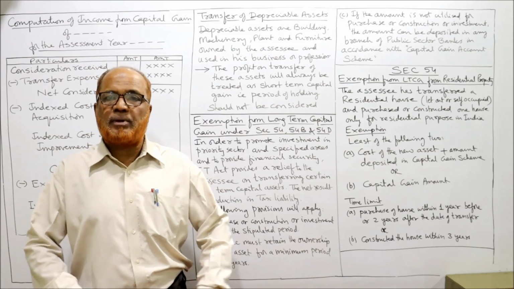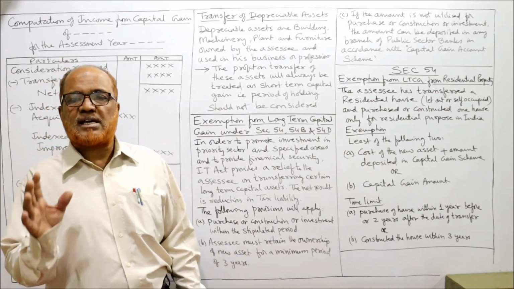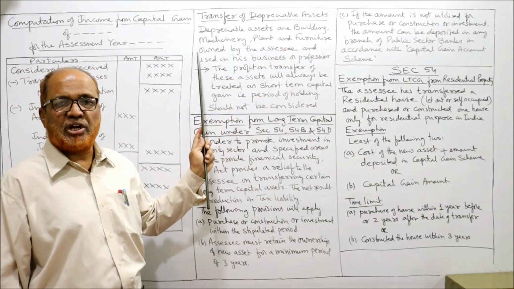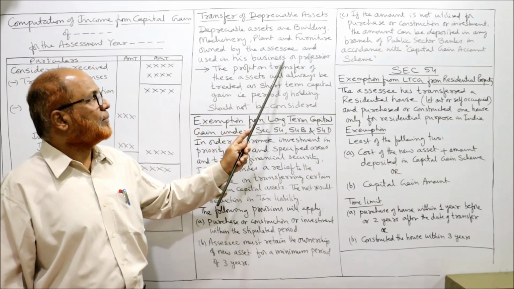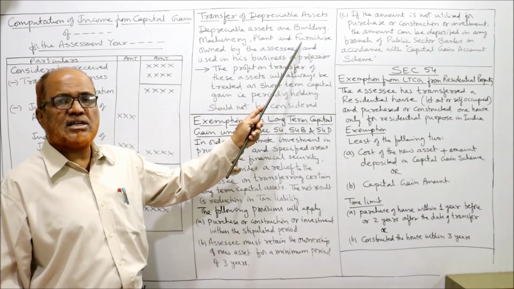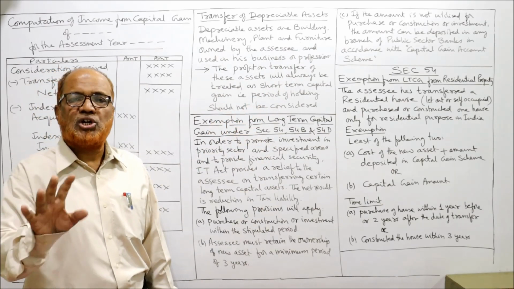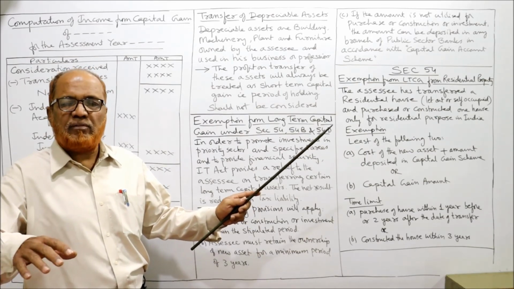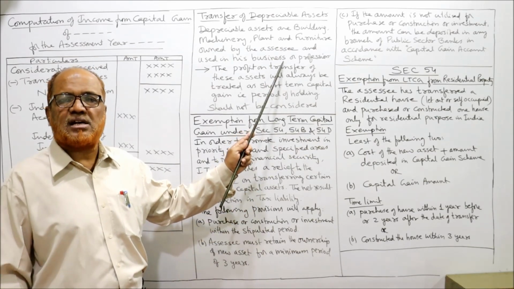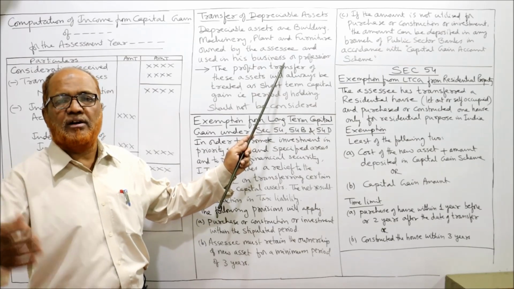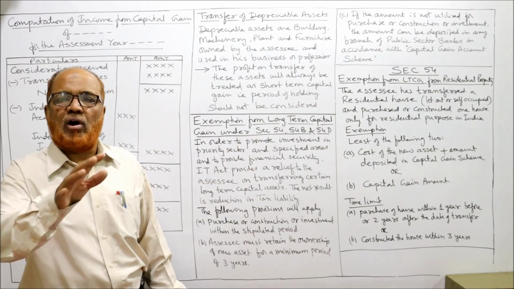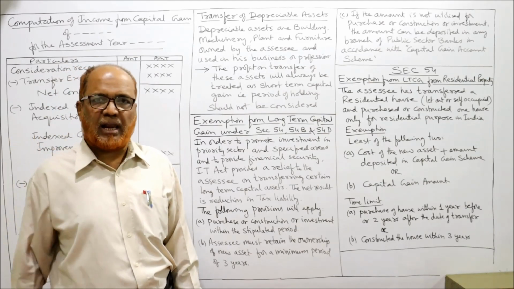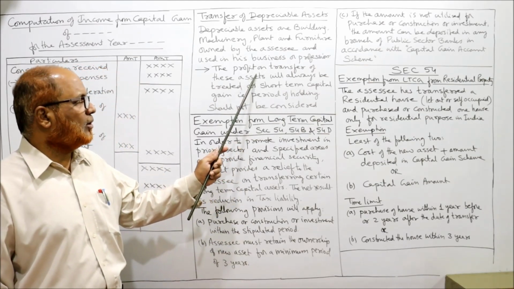So what are the depreciable assets? According to the Income Tax Act, depreciation is allowed on building, machinery, plant, furniture. These are the only assets on which depreciation will be allowed. So if during the previous year any of these assets are sold or transferred, then the gain arising will always be treated as a short-term capital gain. No indexing will be allowed. This is the provision you have to remember.